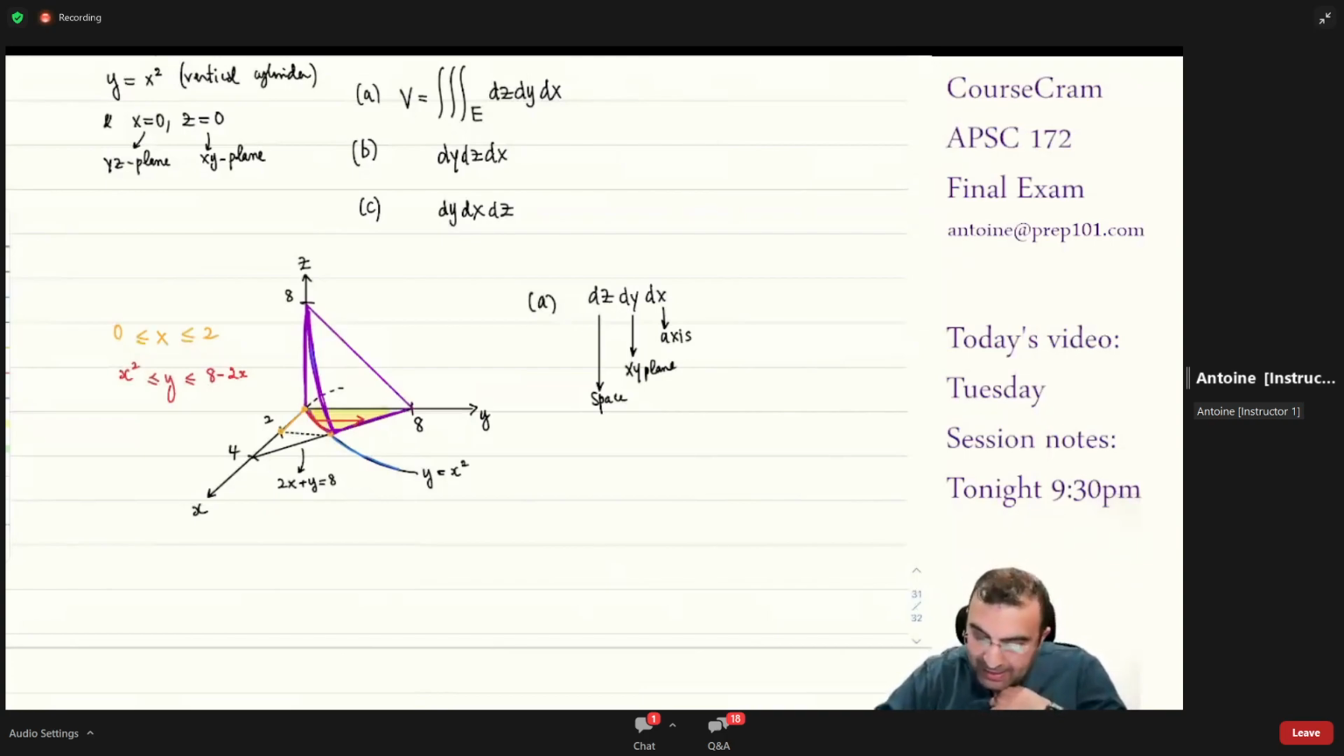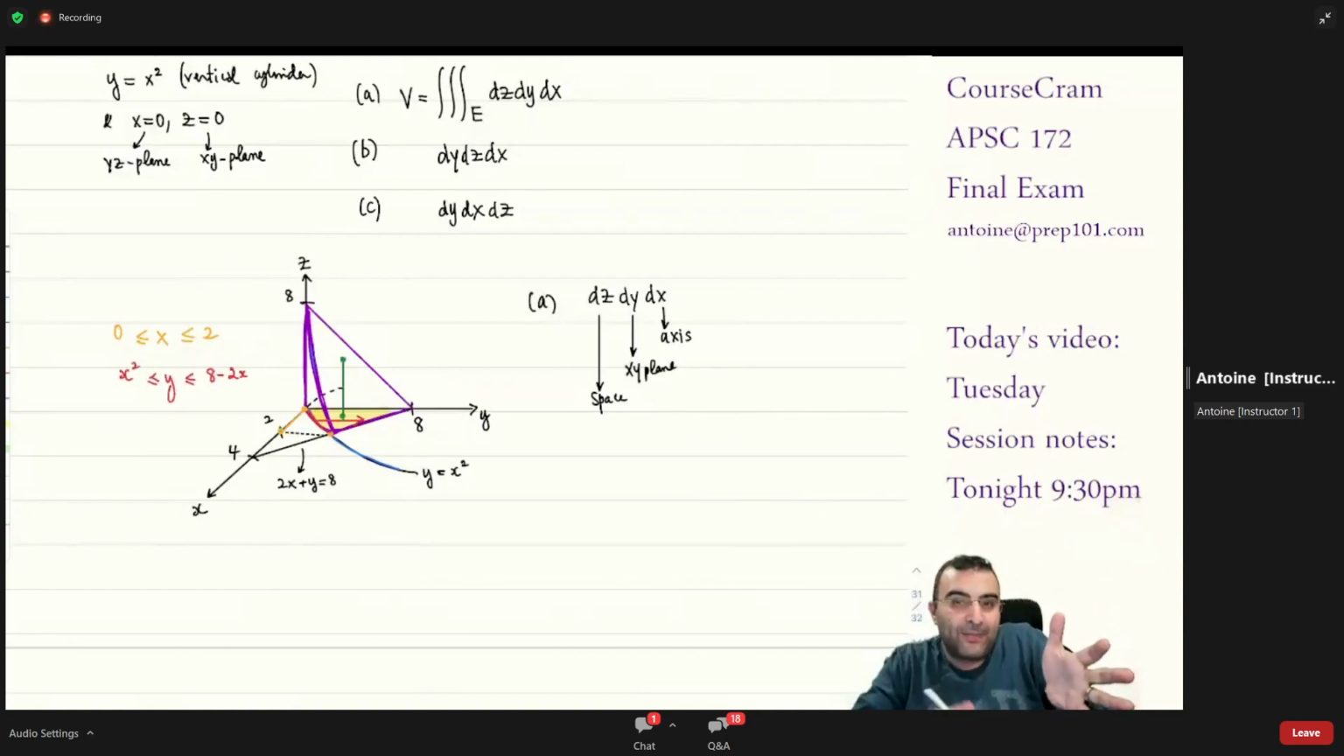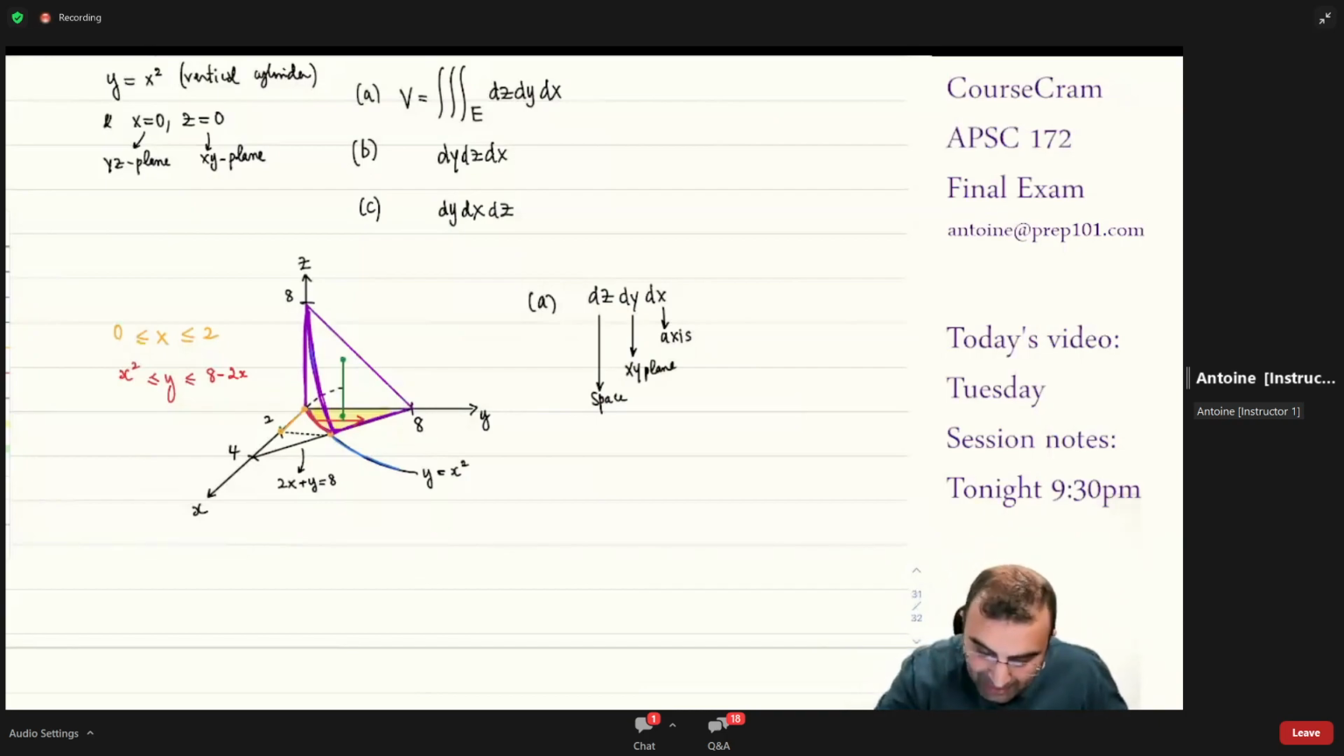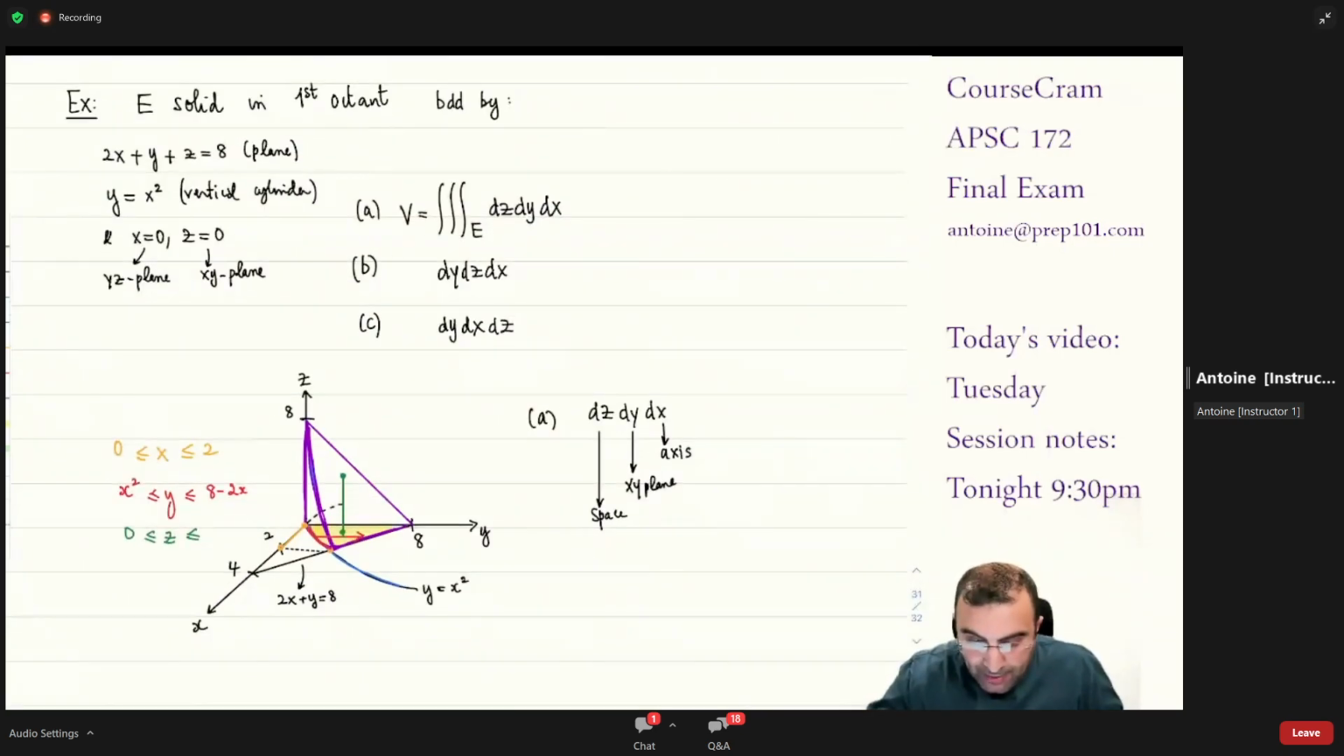Now, what is my z doing? Z starts at the floor and it goes up to the plane, right? This acts as a side. This is a vertical cylinder, so this is a side. Z doesn't hit it. Z just starts at the bottom and it goes to the ceiling, which is the actual plane. So z starts at 0 and it goes to the plane, which is z equals 8 minus 2x minus y.